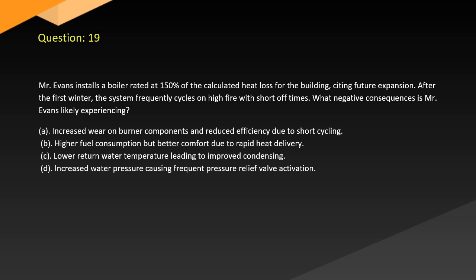Question 19. Mr. Evans installs a boiler rated at 150% of the calculated heat loss for the building, citing future expansion. After the first winter, the system frequently cycles on high fire with short off times. What negative consequences is Mr. Evans likely experiencing? A. Increased wear on burner components and reduced efficiency due to short cycling. B. Higher fuel consumption but better comfort due to rapid heat delivery. C. Low return water temperature leading to improved condensing. D. Increased water pressure causing frequent pressure relief valve activation.